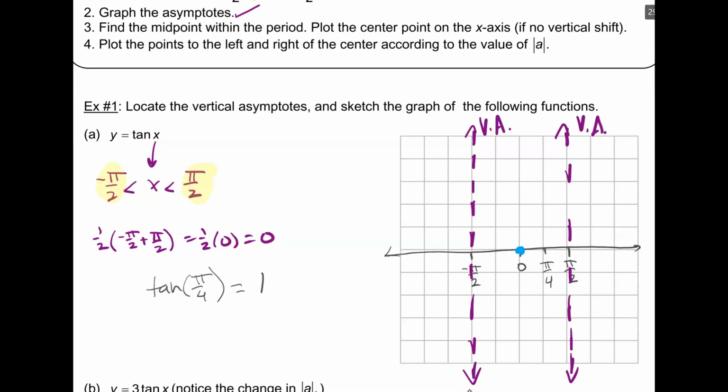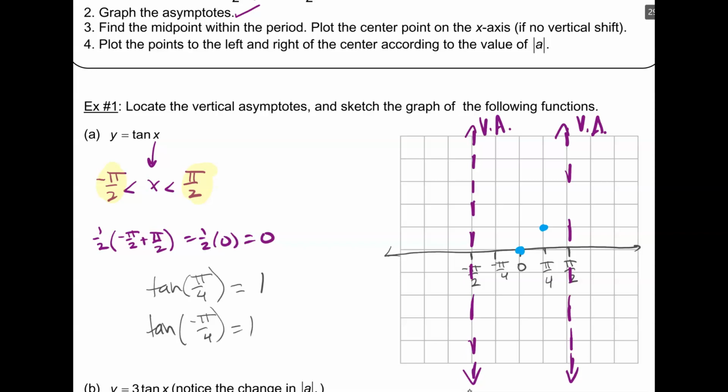1. Awesome. So I'm going to plot a point 1 to the right of the center, according to the asymptote, while according to a, my amplitude is 1. So I just multiply my 1 by 1. Okay, cool, so it's just 1. And then 1 point to the left, so that's going to be negative pi over 4. And we know the value at negative pi over 4 is going to be negative 1.